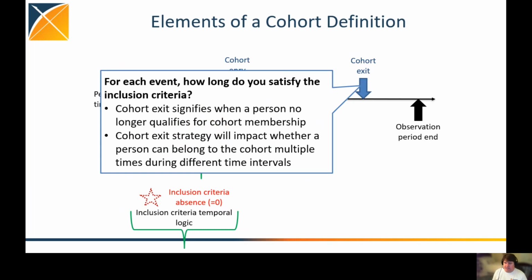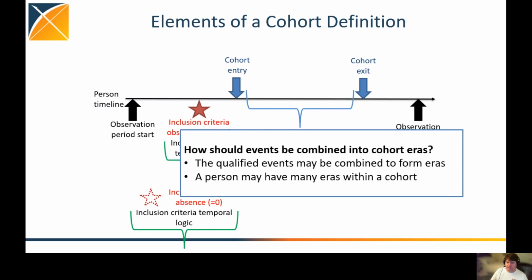For those qualified events, the cohort definition specifies the rules for how long the event will maintain membership in the cohort. There are several options, from until end of the observation period to a fixed number of days. The cohort eras are constructed from the qualified events, and a person may have many eras within a cohort.